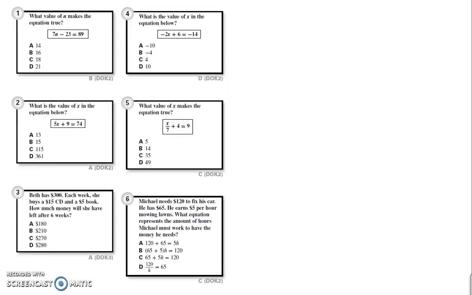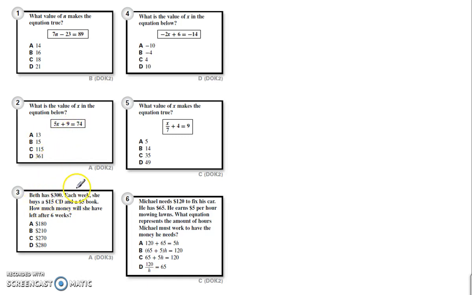All right. What value of n makes the equation true? You can plug in the answers or you can solve. You can add 23 to each side and divide by 7, get 16, or you could plug them in and see which one of these are true. What's the value of x here? Subtract 9 from each side and divide by 5, you get A.